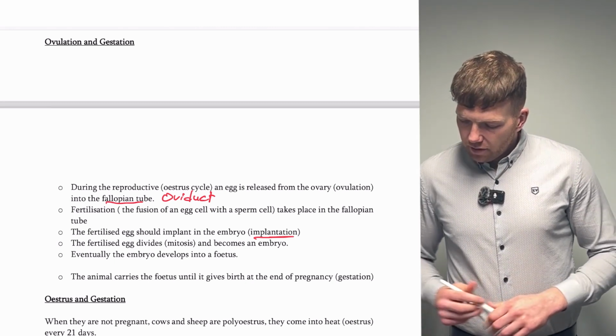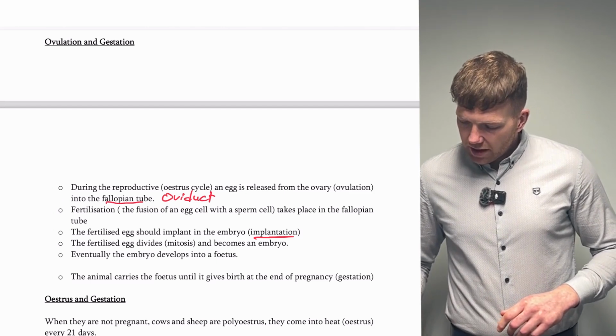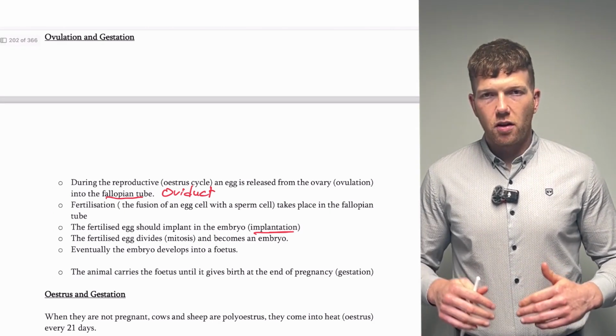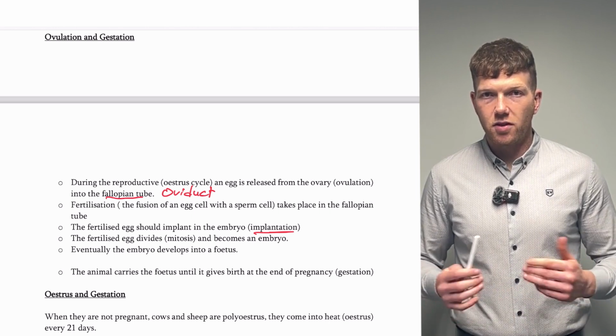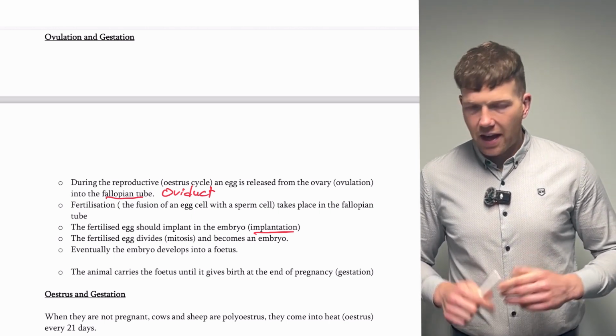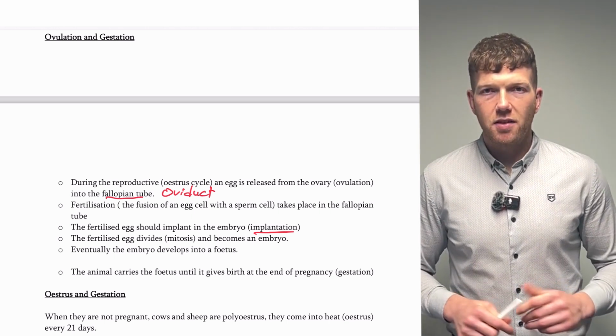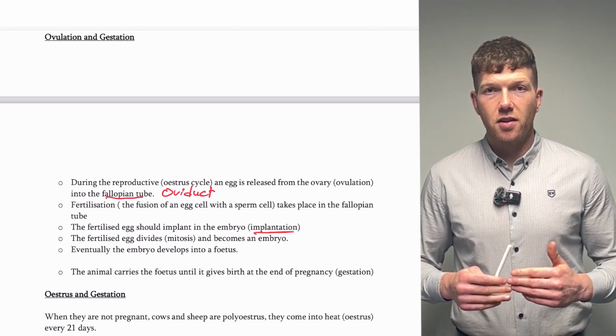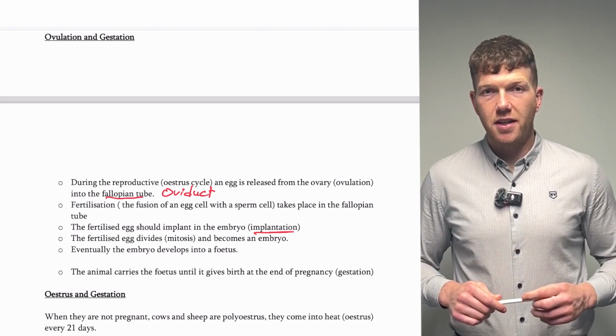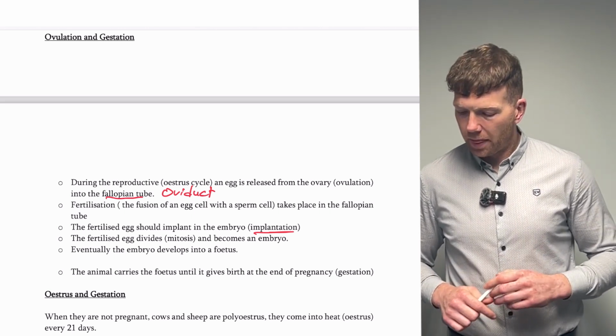Now, just to draw your attention to this as well: the fallopian tube is also called the oviduct. It can be called either in a diagram, so it's really important that we're aware of that. And for anyone doing biology, I said this in the previous recording, the same words are used, so there's a big overlap in content here. This should be a bit easier for you.